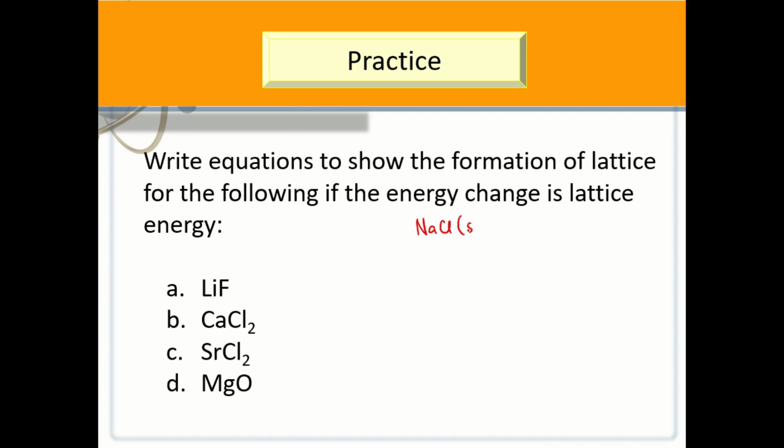1 mole of sodium chloride is formed from its gaseous ions. By looking at the formula of the compound, I know that the cation is sodium ion and the anion is chloride ion. Do not forget to include the state symbols, because we are writing these equations following the definition, and the states of the reactants and products will always be included in the definition, therefore they must be included in the equation. You can pause the video while you write your equation, then continue playing this video to look at my answers.